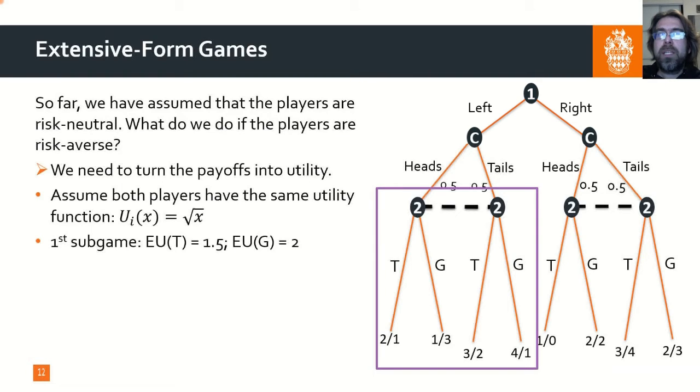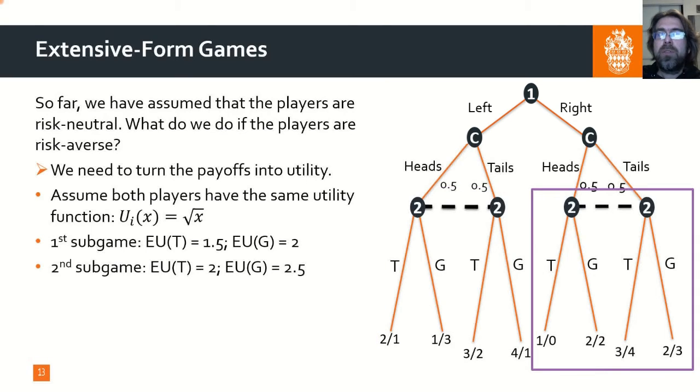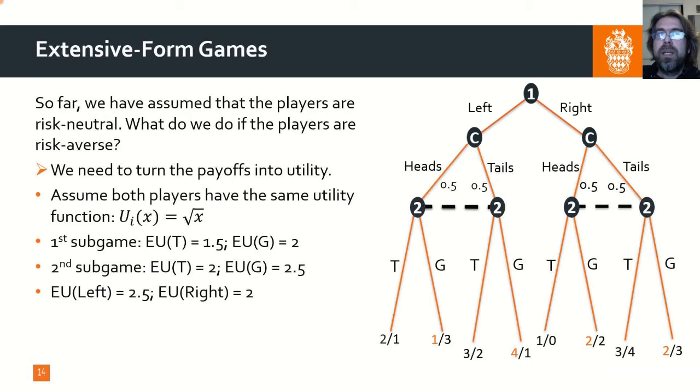So in the first subgame, the expected utility of playing T is 1.5 and the expected utility of playing G is 2. In the second subgame, the expected utility of playing T is 2 and the expected utility of playing G is 2.5. And since player 1 anticipates this, the expected utility of playing left for player 1 is 2.5 and the expected utility of playing right is 2. So the Nash equilibrium now is left, G, G. So dealing with players who are not risk neutral is not particularly difficult. We just need to turn the payoffs into utilities using the utility function first.